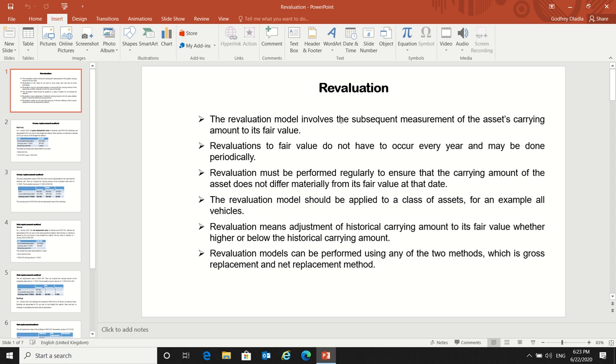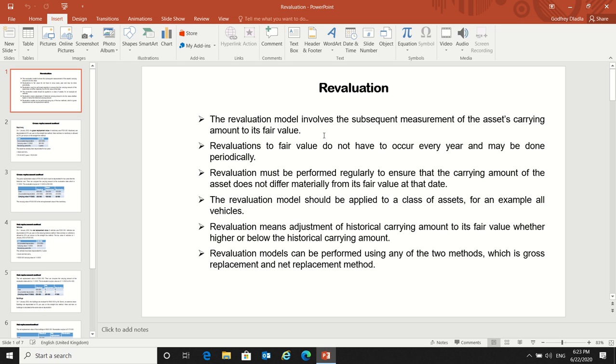It says the revaluation model involves the subsequent measurement of an asset's carrying amount to its fair value. So what they're saying, remember, the initial measurement is cost. Subsequent means now the increase from cost to the new carrying amount or the new fair value. Right. Revaluations to fair value do not have to occur every year and may be done periodically. Then here they're saying also revaluation must be performed regularly to ensure that the carrying amount of the asset does not differ materially from its fair value at that date.